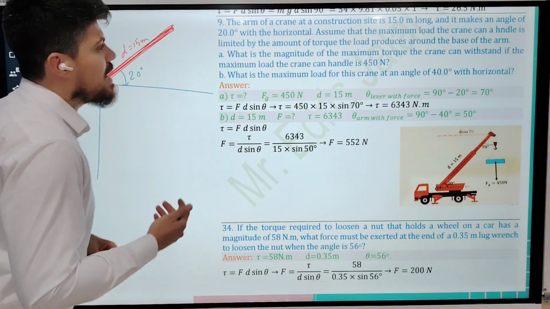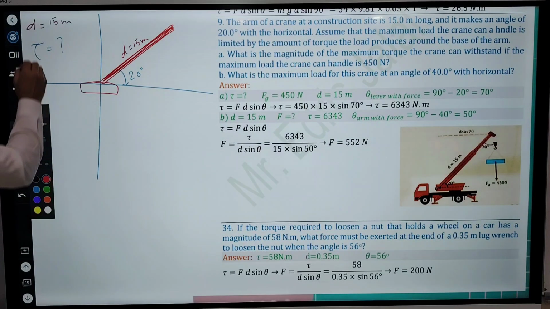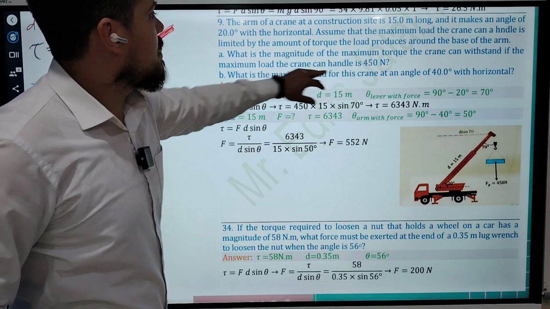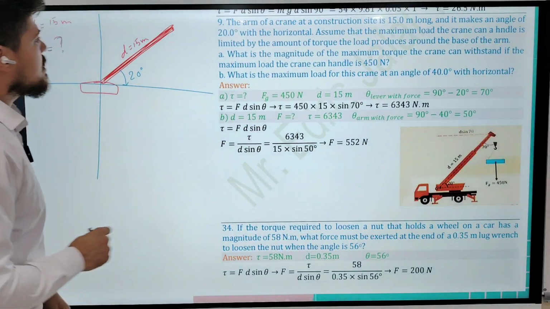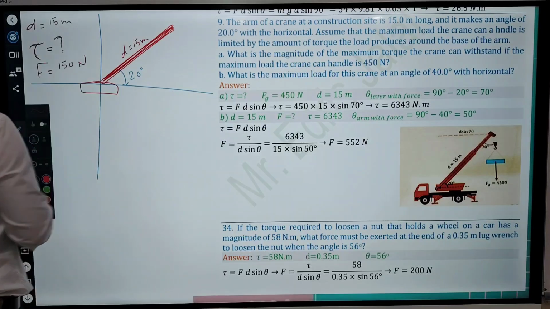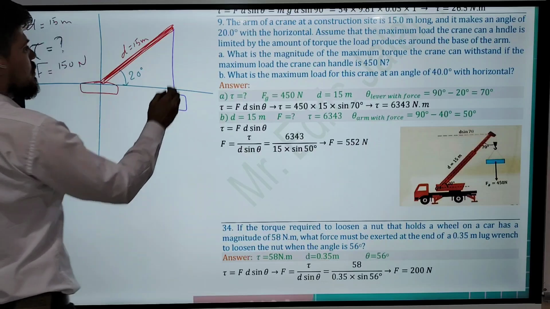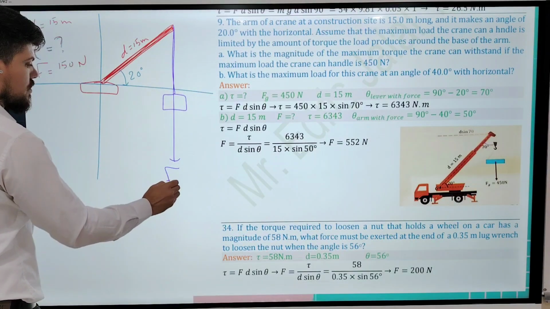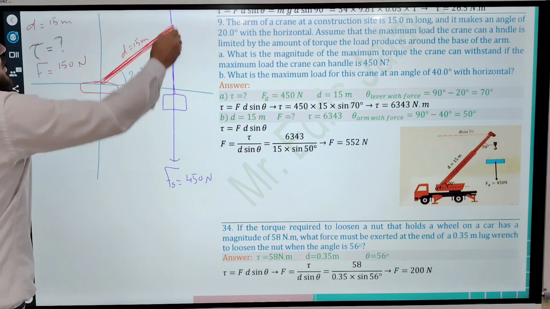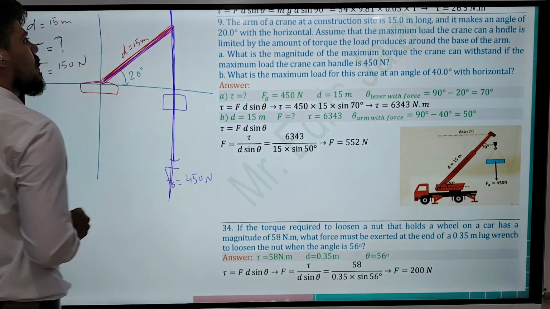A, what is the magnitude of the maximum torque? What is unknown? Torque is unknown. The crane can withstand if the maximum load the crane can handle is 450 Newton. Force was given, so this is the load. The load the crane can handle, this is the gravitational force, is equal to 450 Newton. This is force, and this is distance.